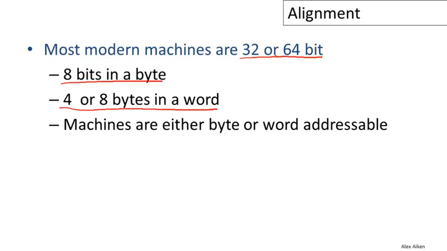And another important property is that machines can be either byte or word addressable, meaning that in the native language of the machine, in machine code, it may be possible to either name only entire words, or it may be possible to reference memory at the granularity of individual bytes.